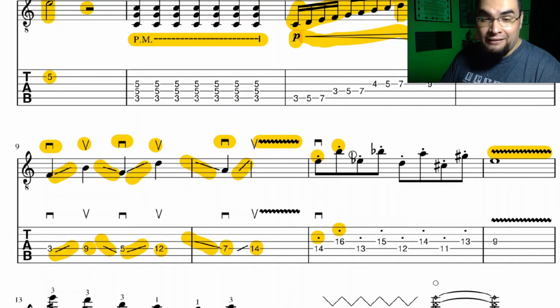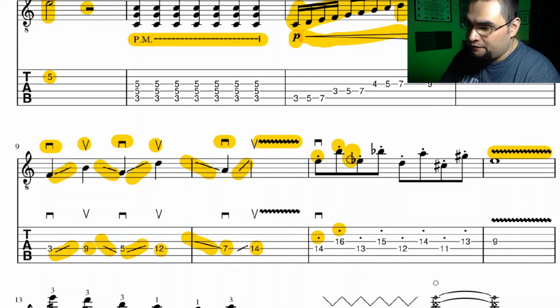And then we have our accidentals. This is a flat symbol, and this is a sharp symbol. A flat symbol means that the note is going to be flattened, and the sharp symbol means that it's going to be raised.